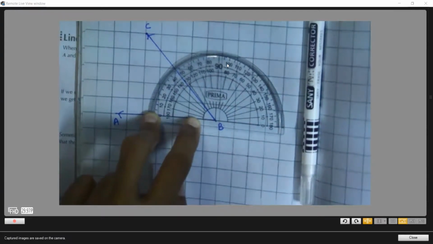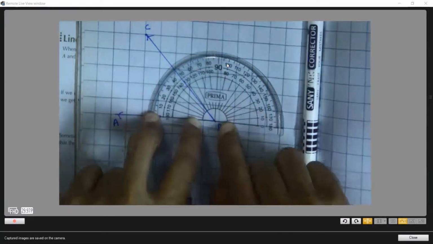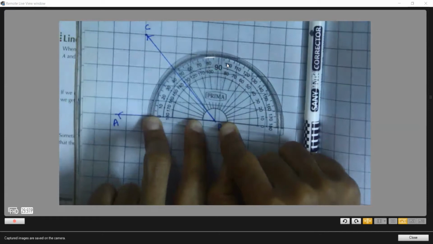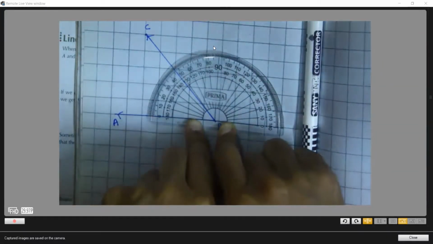Oh wait. Is it 134? Okay, now you said this is acute, right? So it should be less than 90, right? Oh, okay. I was looking at the wrong scale. Yeah, students do that. So that's why I changed its direction.